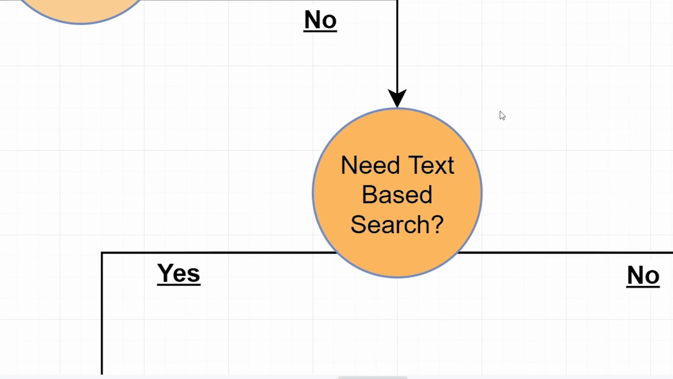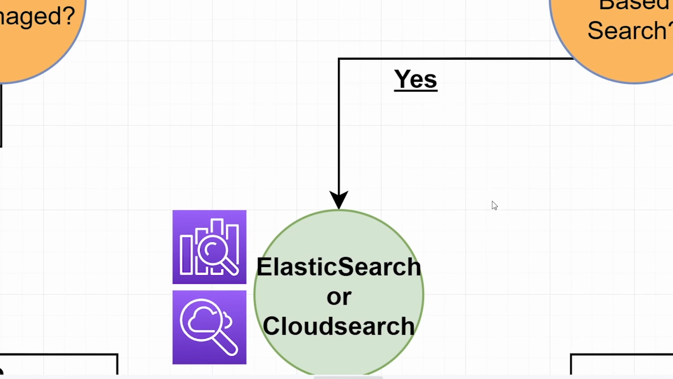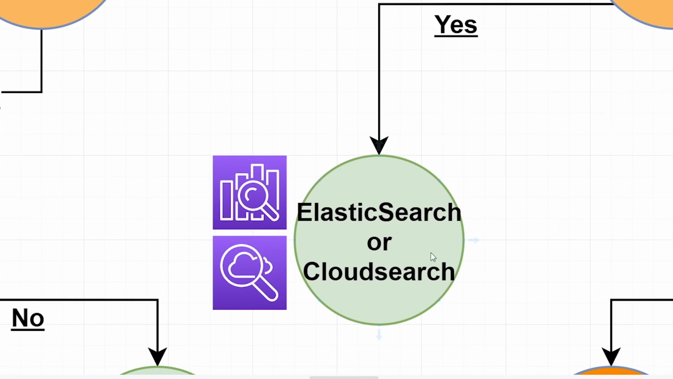So the next question to answer is, do you need text-based search? This is a very niche question. It's very rare to need text-based search. It's useful for things like autocomplete on Google or any other search-based website. So if you do need text-based search, you only have a couple of real options that'll work at scale, and those are Elasticsearch or Cloudsearch.